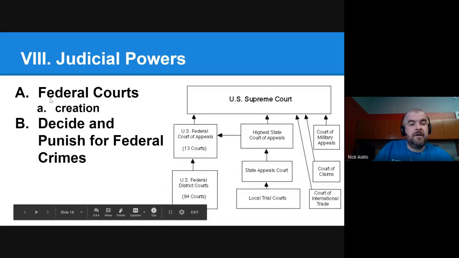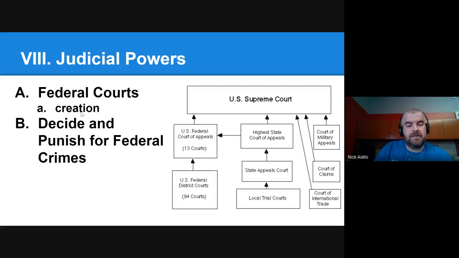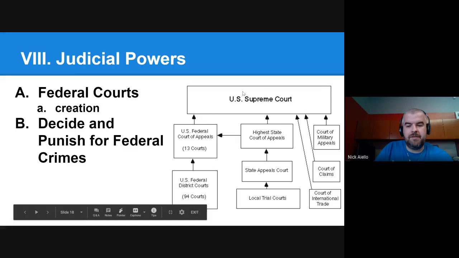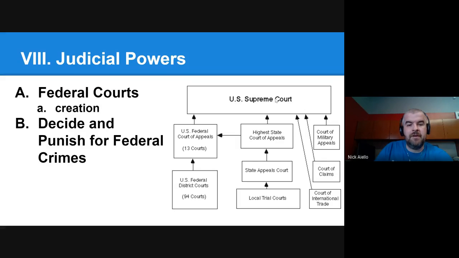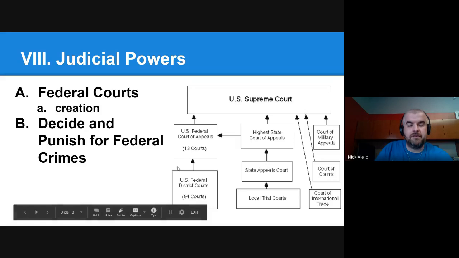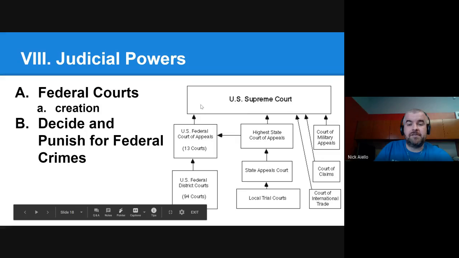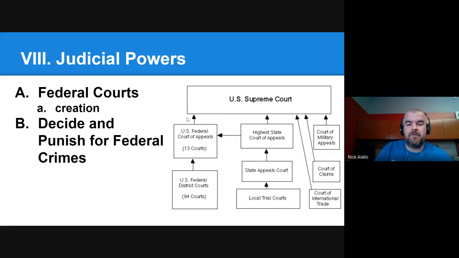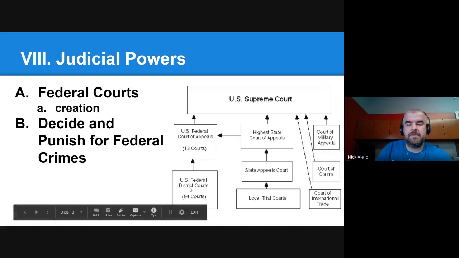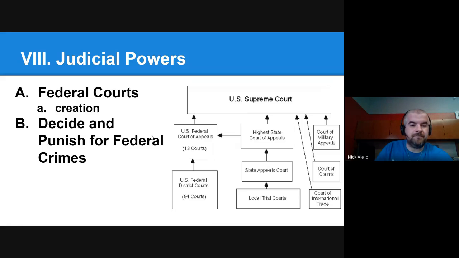Judicial power. We've talked about this already. The national government, Congress, makes all federal courts except the U.S. Supreme Court. So everything underneath the U.S. Supreme Court is created by the legislative branch, Congress. So this is the only one that's created by the Constitution, the U.S. Supreme Court. The power to create everything else, the courts of appeals, the district courts that we talked about, state and local courts, special courts, those are all created by Congress.